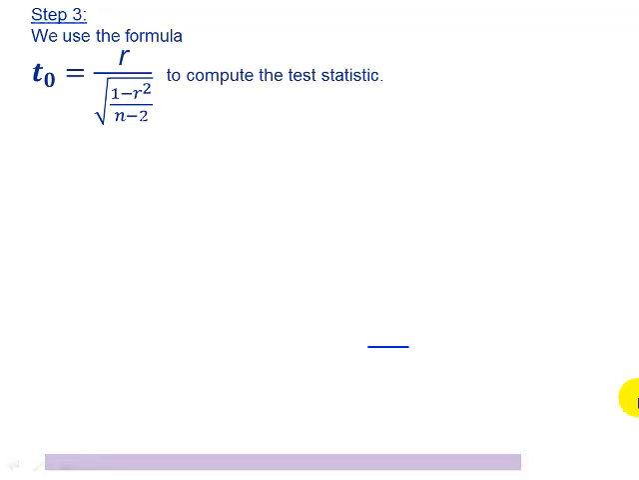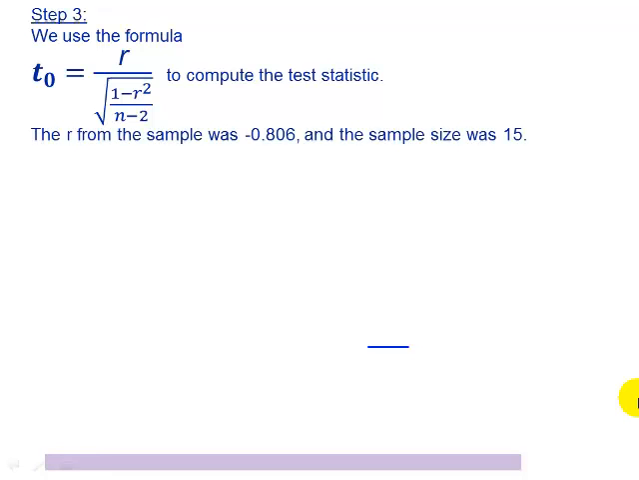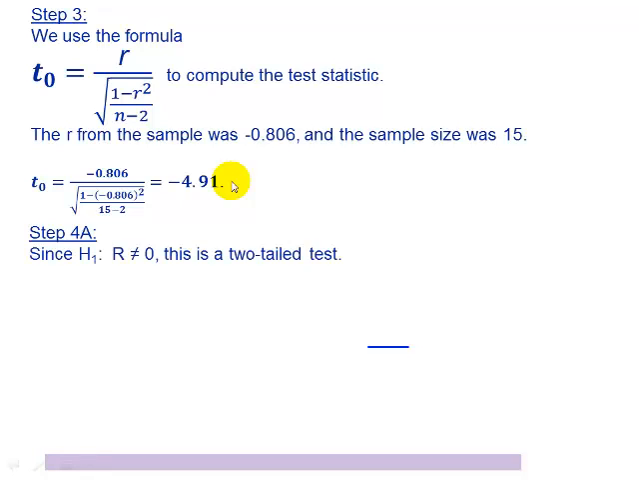All right, for step 3, we're finding our test statistic. So we're using this formula to calculate it. The R from our sample was negative 0.806. Our sample size was 15. So here's our calculation by hand of our test statistic. We get negative 4.91.